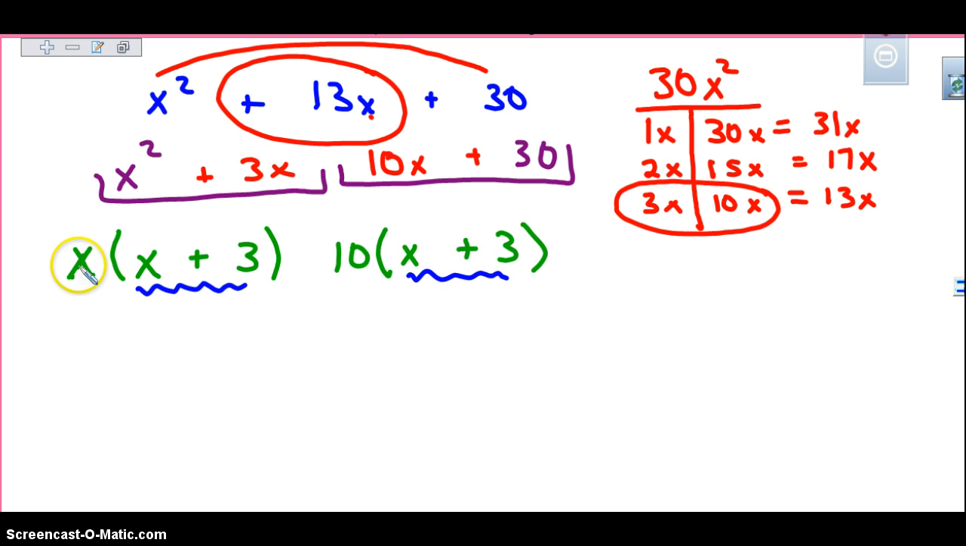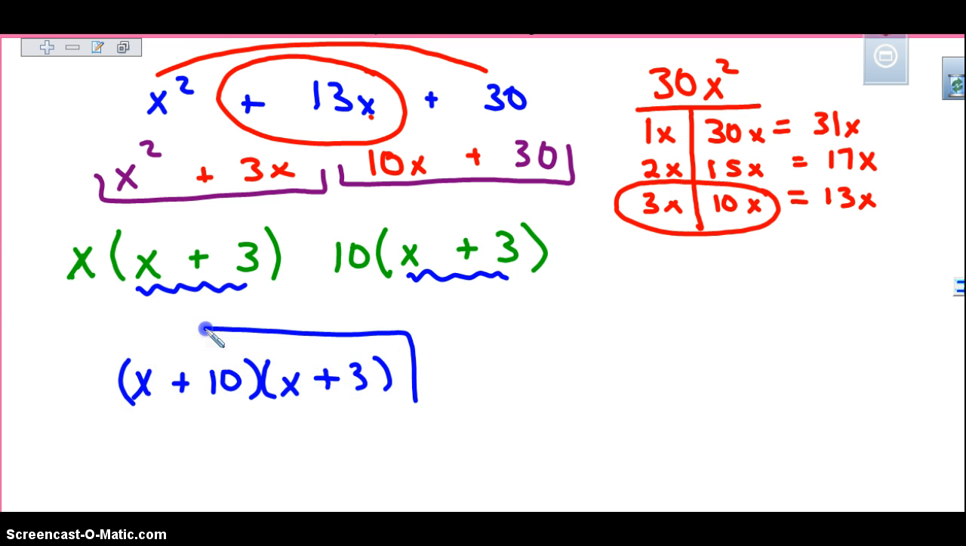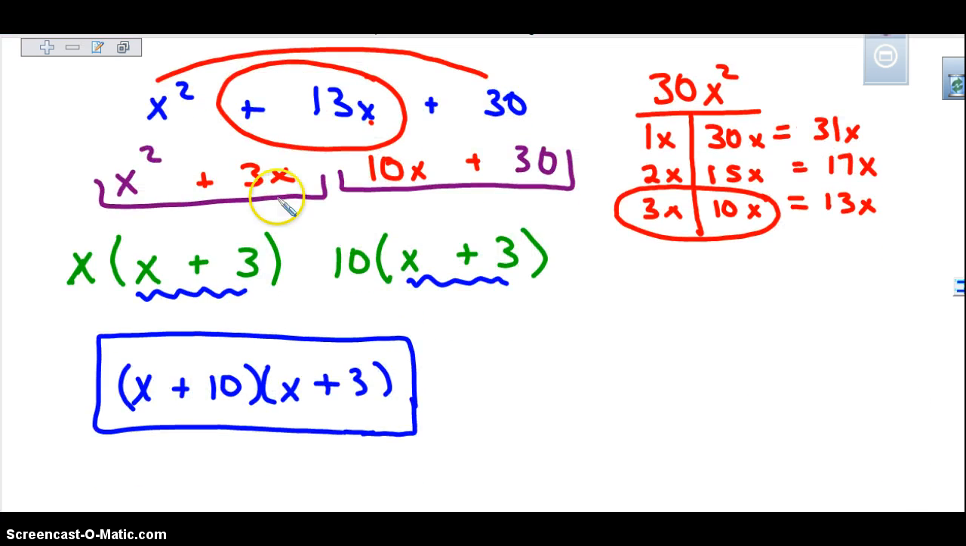So we can set up our answer now. X plus 10 times x plus 3. How do I check my answer? If I multiply by distributing or the FOIL method, we should end up with our trinomial x squared plus 13x plus 30.